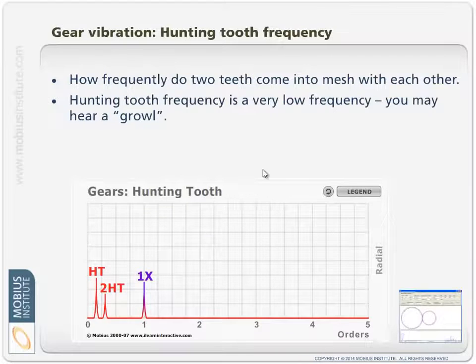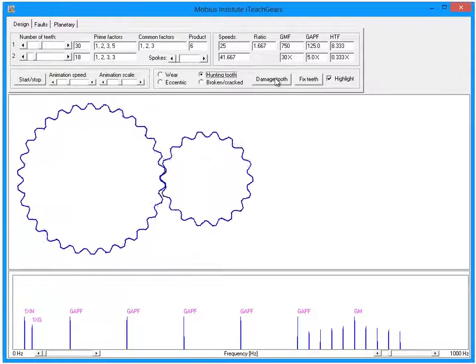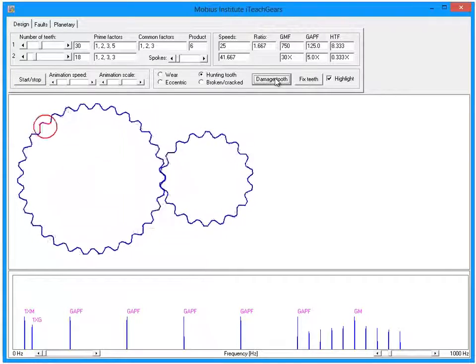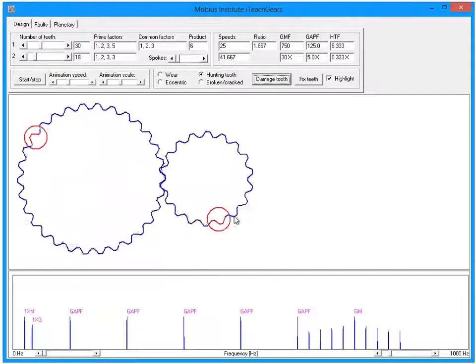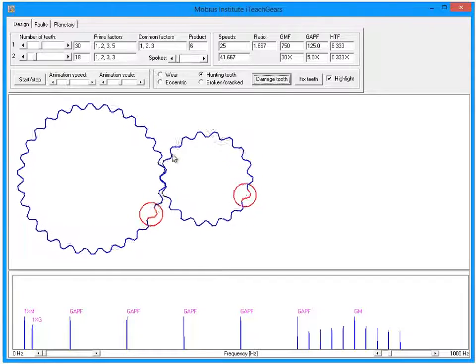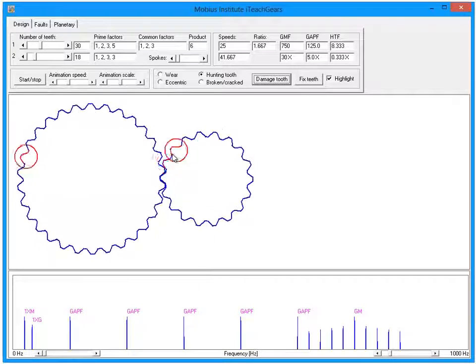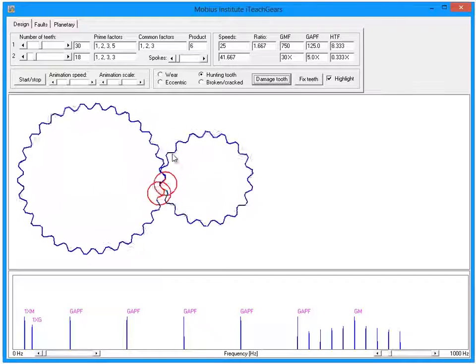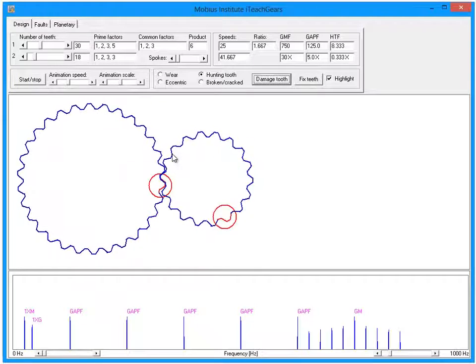Now there's one more source of vibration that sometimes comes up. It's called the hunting tooth frequency. Now it's related to this very same issue. However, what I'm going to do here is damage one tooth, and what we're going to look at is how frequently this tooth comes into contact with that tooth. So we're not talking about how the wear spreads. We're just interested in how often an individual tooth on one gear comes into contact with an individual tooth on the other gear. If we keep watching, they finally came into contact with each other. And if we wait for a while, they'll finally come back into contact with each other.